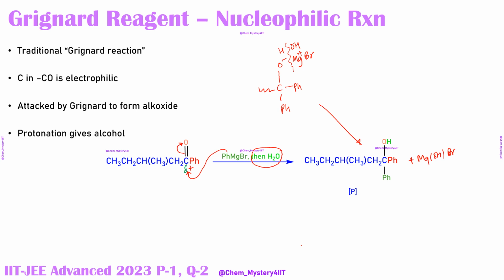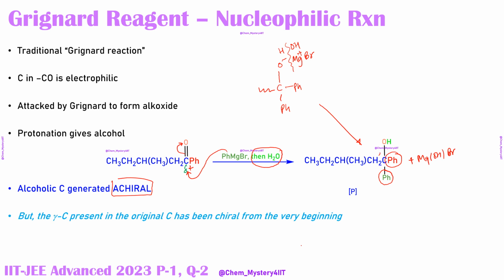Now, if you look at this product, because we were tested about the chiral carbon present, the alcoholic carbon which is being generated is not chiral at all, because this carbon contains two phenyl groups. Phenyl number 1 came in the first attack, phenyl number 2 came from the second attack of the Grignard agent. So that carbon is not chiral. But if you pay attention, the beta carbon, sorry, the gamma carbon, this is the gamma carbon. This gamma carbon contains one ethyl group, one hydrogen, and also one CH3 group.